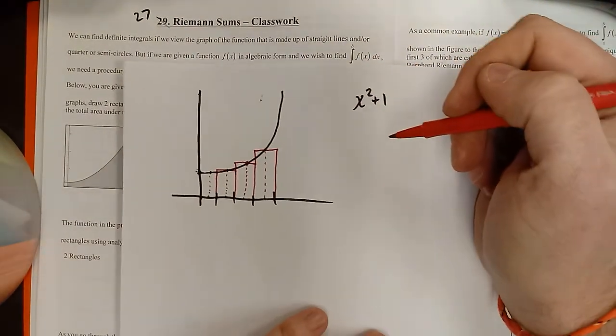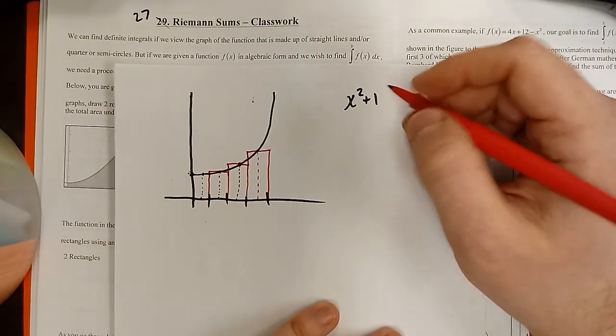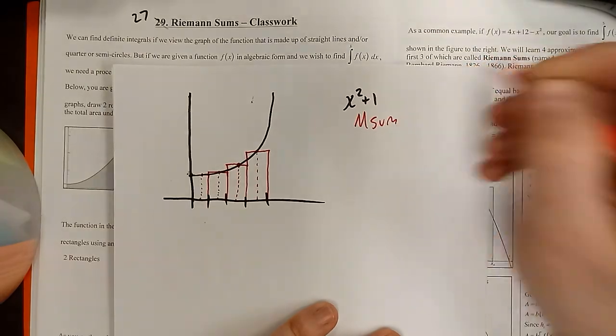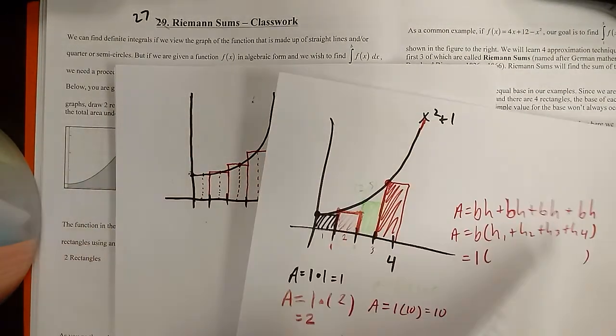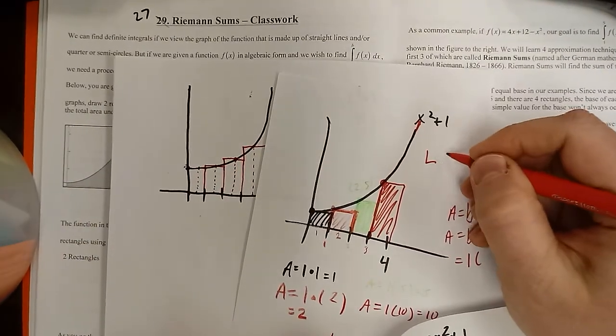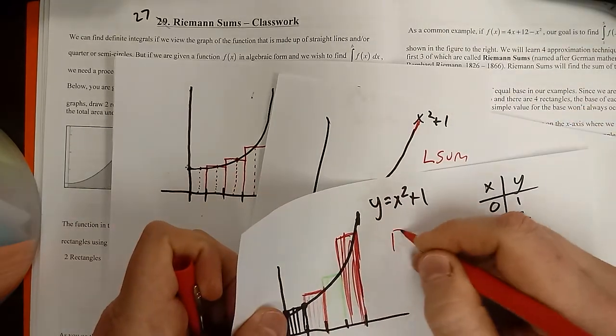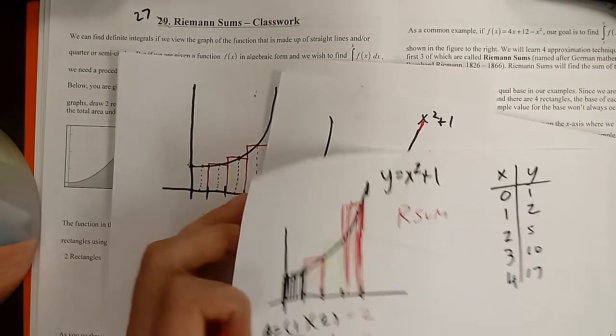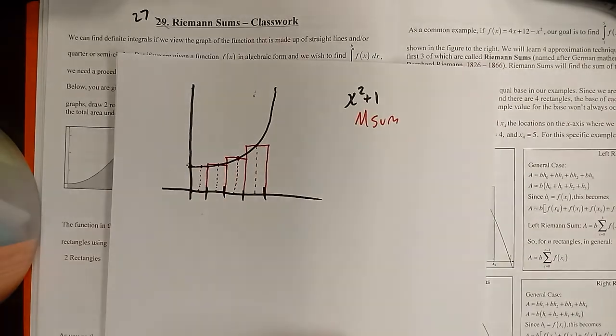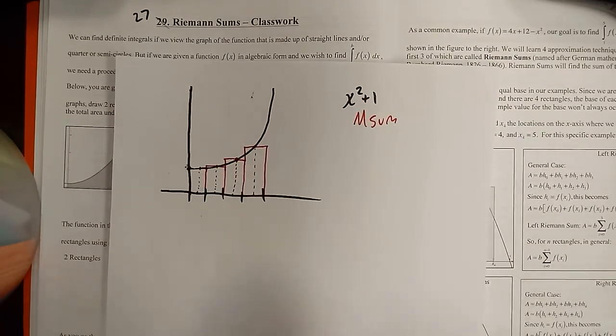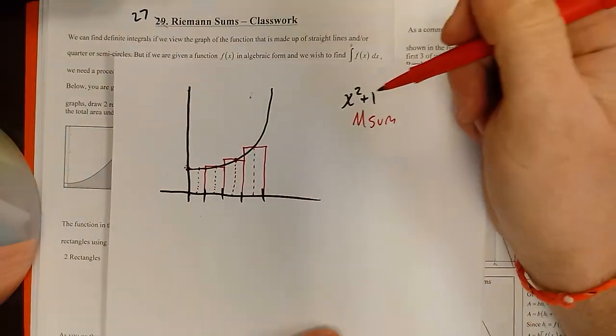So anyway, this one's called the M sum. The left hand sum is called the L sum. The right hand sum is called the R sum. Guess why M is called the M sum? It's the midpoint. It's the midpoint sum.